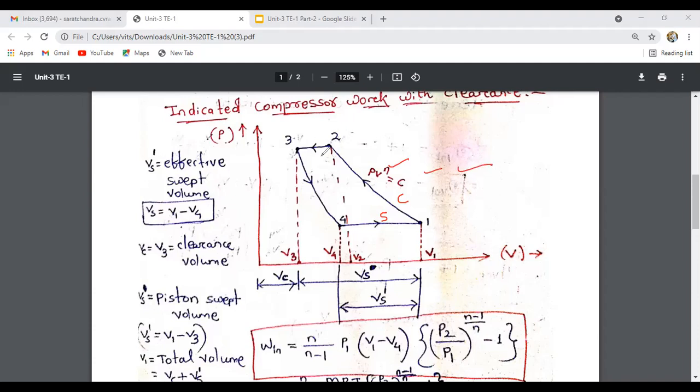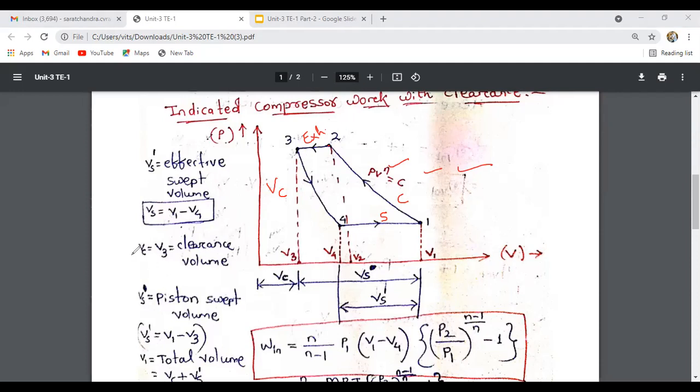Then process 2 to 3 is known as the exhaust process. Exhaust process means the exhaust valve will open and the compressed air will enter the container, and then it will return to the initial stage, and again the suction process will start. And here you can see some volume is left behind. This volume is called the clearance volume. I have dotted it here. So this much volume is called VC.